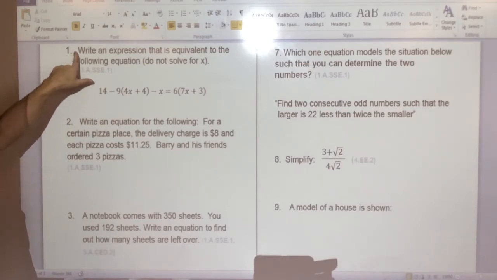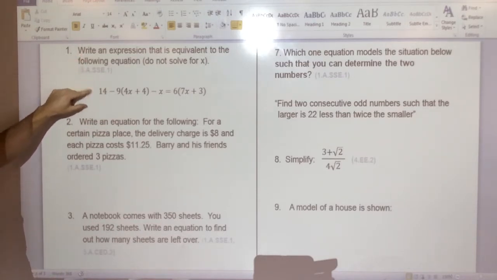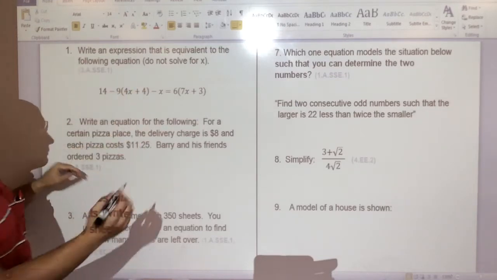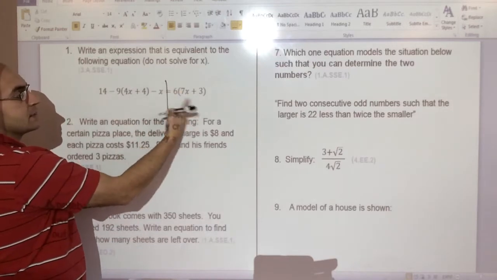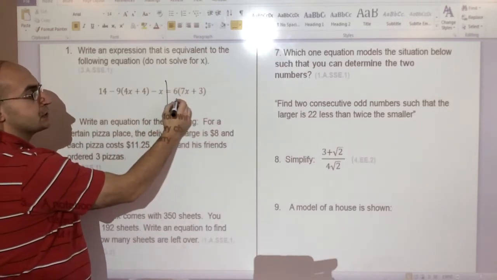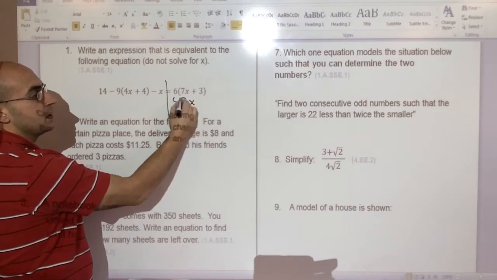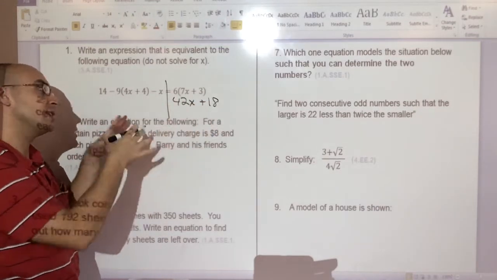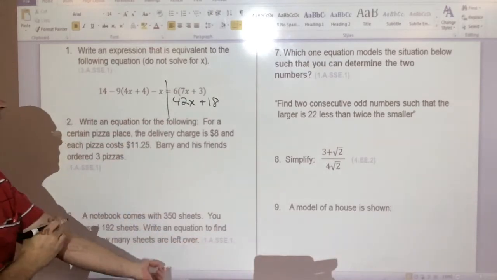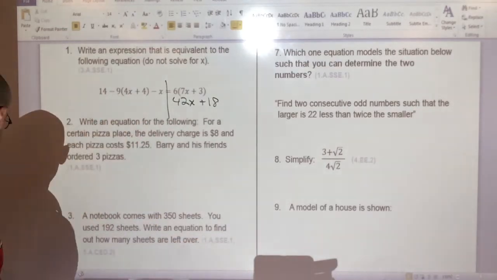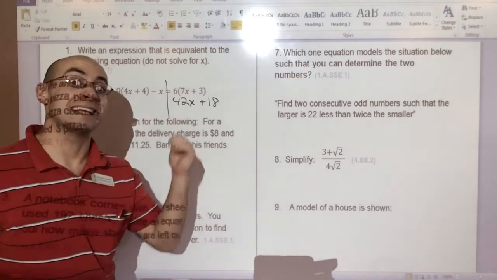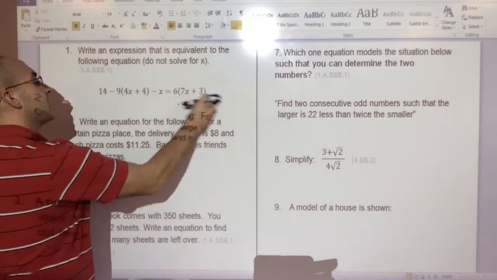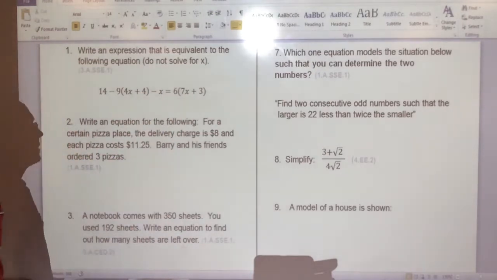Number one, write an expression that's equivalent to the following. I don't want you to solve for x here. I want you just to dial down some stuff. Basically, you've got something on one side of the equal sign. Distribute this through. So this is going to be 42x plus 18. That's what I'm looking for. You'll see it when you have your test. Yes, Mr. D, this is all I'm looking for. You're going to have to match something to when you see it on the test tomorrow.